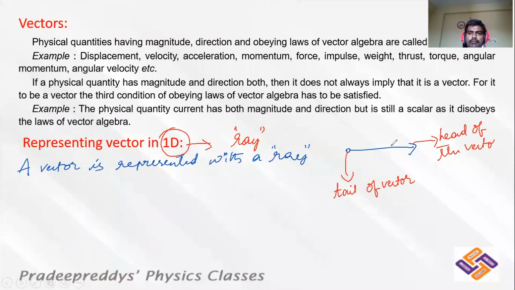Head of the vector. The arrow mark represents the direction of the vector. As it is pointed along the positive x-axis, you will consider that it is traveling along the positive x-axis. Now this is 10 meter. A is equal to 10 meter, and this 10 meter represents the magnitude. What about its direction? 10 meter along the positive x-axis.